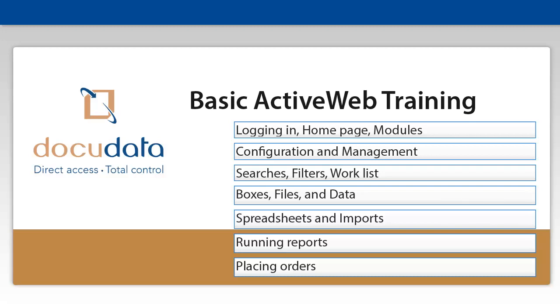Welcome to the second in our series on basic ActiveWeb training. In our first session, we logged in toward the home page, took a look at where to get information, and discussed the various web license options. In this session, we will focus on configuration and management.